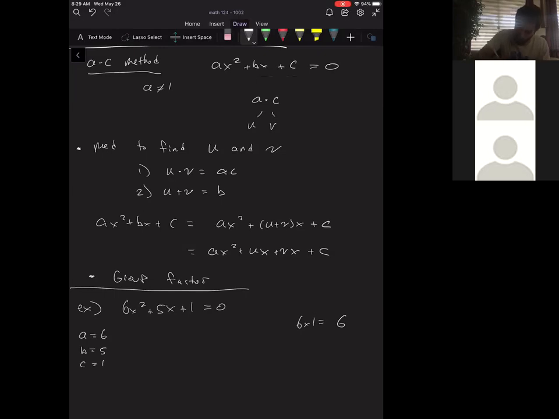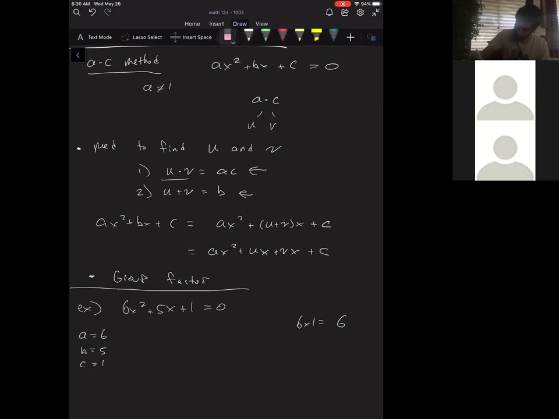We need to find two numbers, u and v, that multiply up to a times c, and then add up to that middle number b. So here's a times c. We need to find the numbers that multiply up to that, but also add up to the middle number, which is in this situation 5.